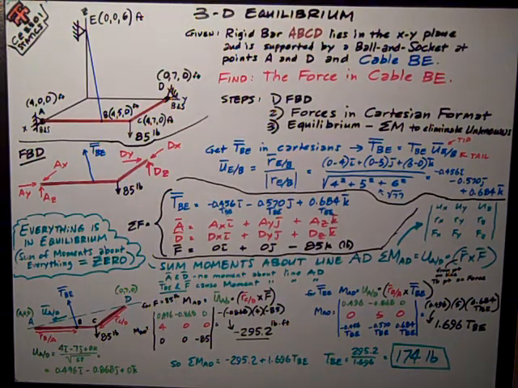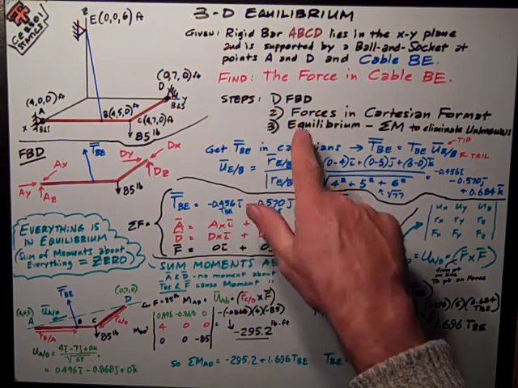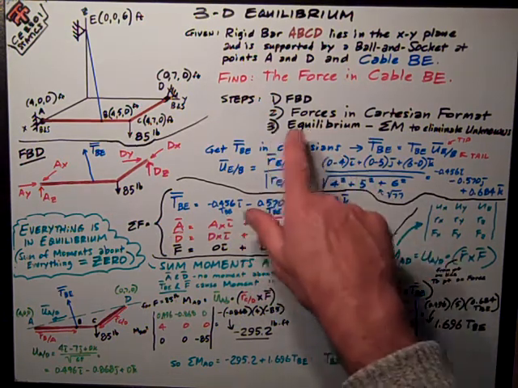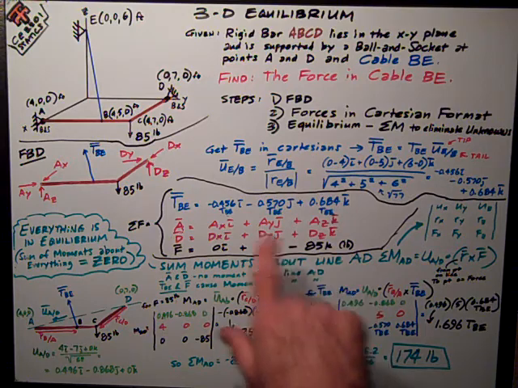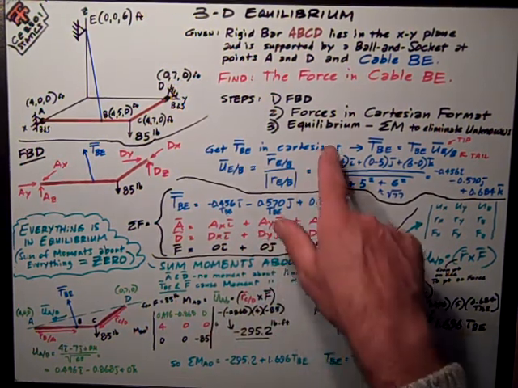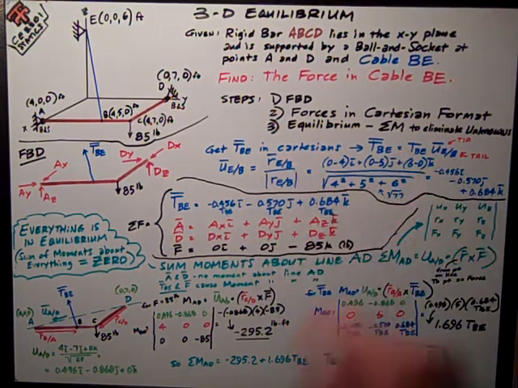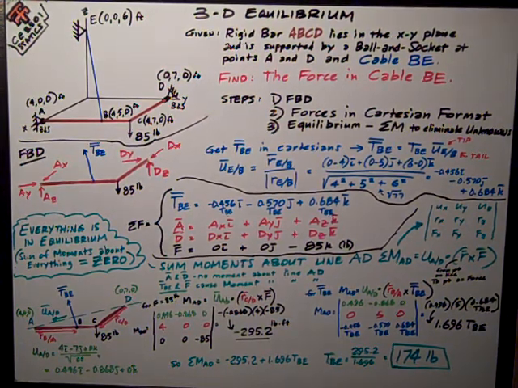So the basic steps of these 3D equilibrium problems are pretty much 3 steps. Do a free body diagram of everything. Express all your forces in Cartesian format. That is the sum of the forces you'll see down here. And then perform the equilibrium equations on it, which is primarily the sum of moments equations, which we want to use to eliminate unknowns. Most efficient way to do it.